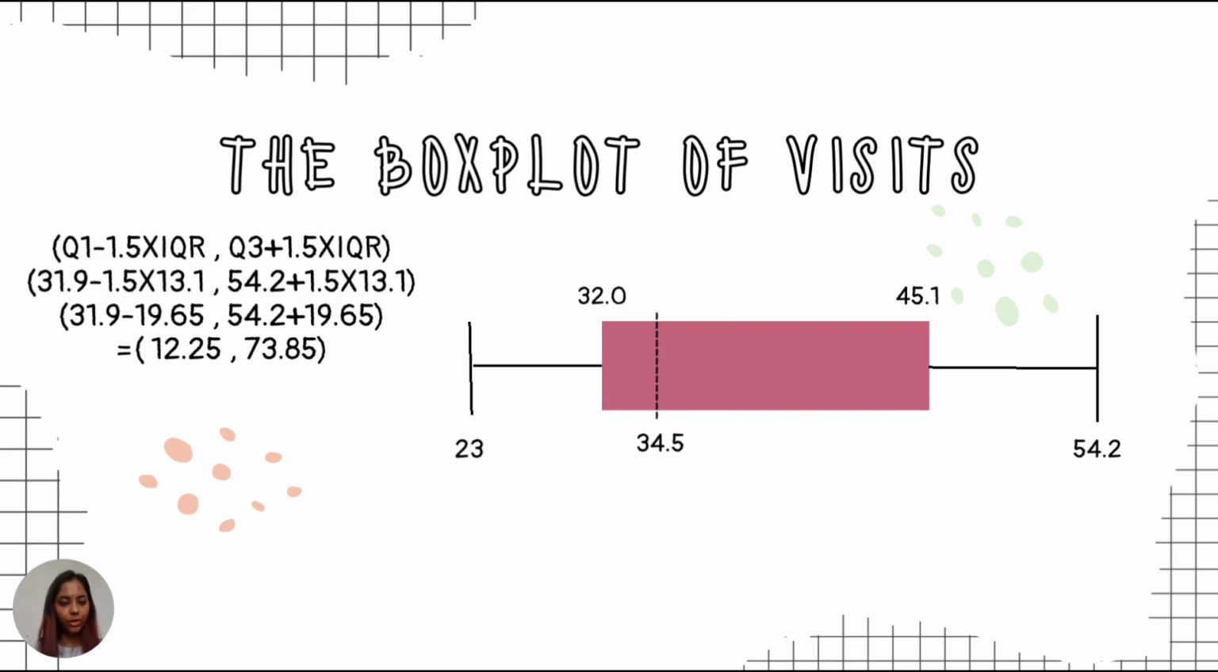So the number 23 here is the minimum value, and number 54.2 is the maximum, and then 32.0 is the Q1, and 45.1 is Q3, 34.5 is the median.